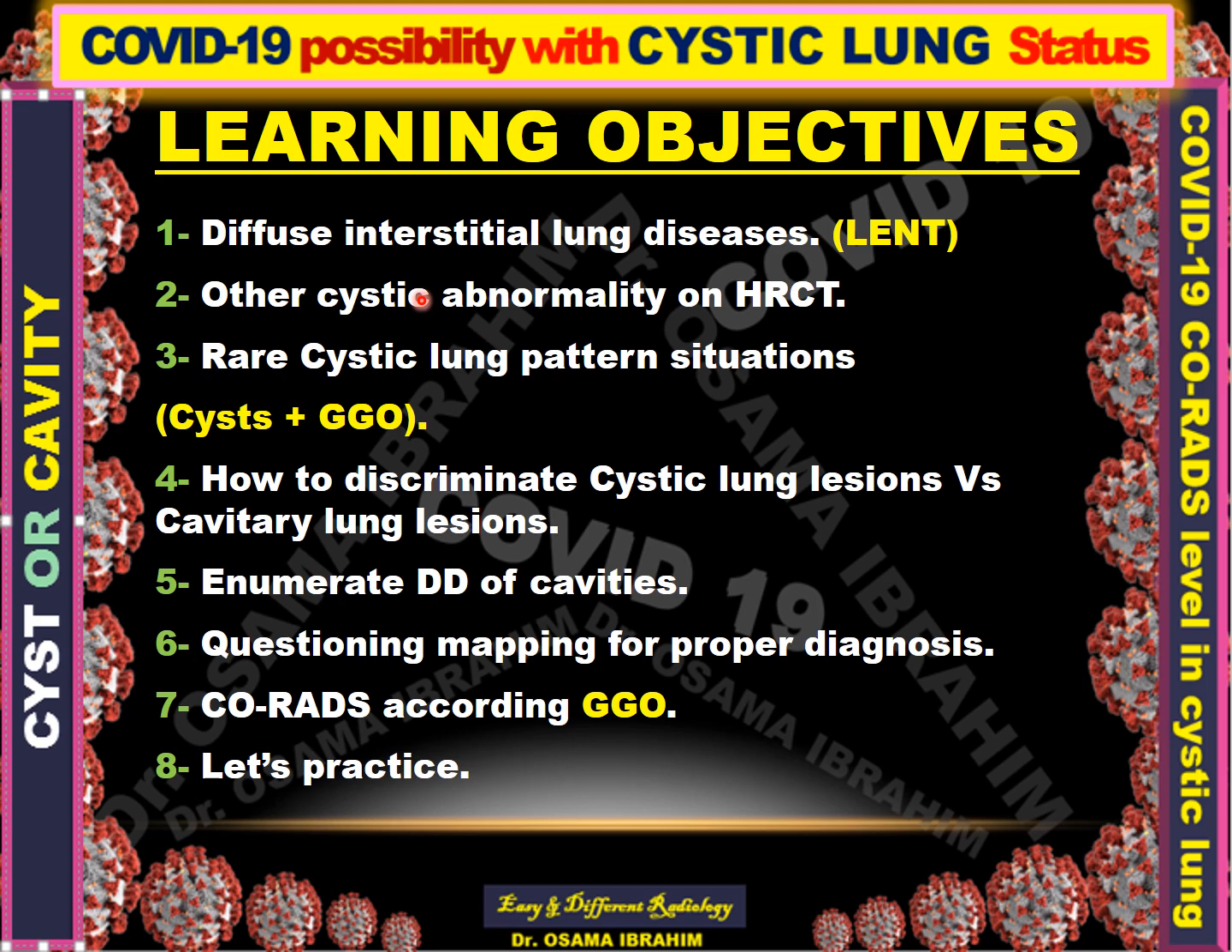The learning objectives from this presentation are diffuse interstitial lung disease as LINT, other causes of cystic abnormality in HRCT, and rare cases which accompany ground glass opacity and cystic abnormality in the lung together. However, discriminating the cyst from the cavity is a very important question before starting the differential diagnosis of cystic lung disease, so I made one slide for this discrimination and enumerated the differential diagnosis of cavities, along with a questioning map to reach the proper diagnosis, and CO-RADS, according to the ground glass opacity abnormality, and how to classify them from 1 to 5. Let's practice with 8 cases.